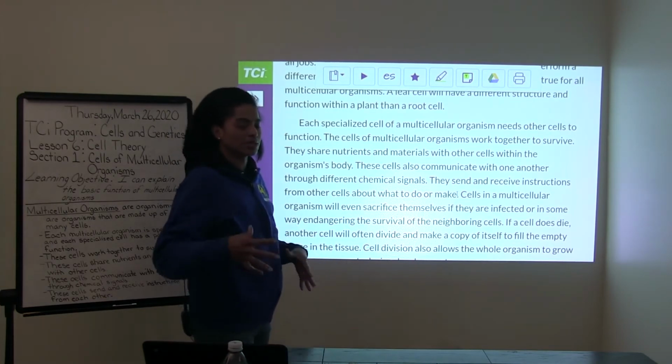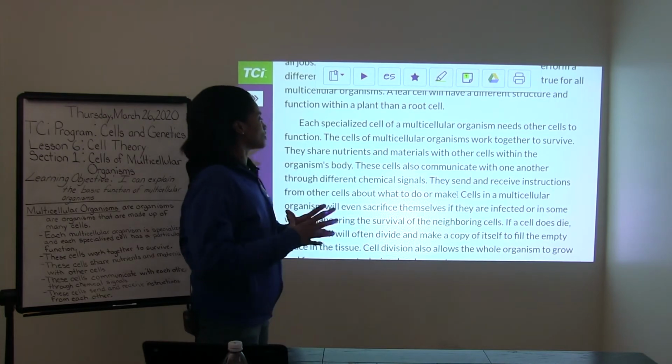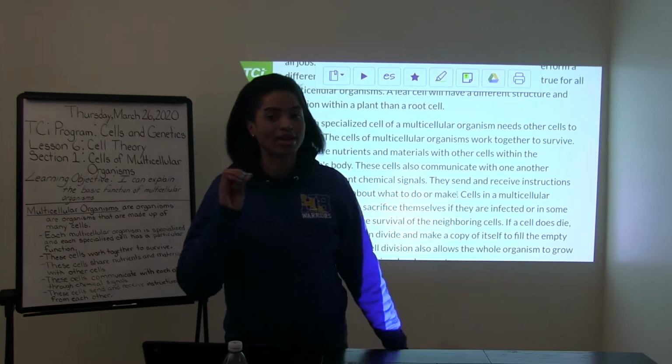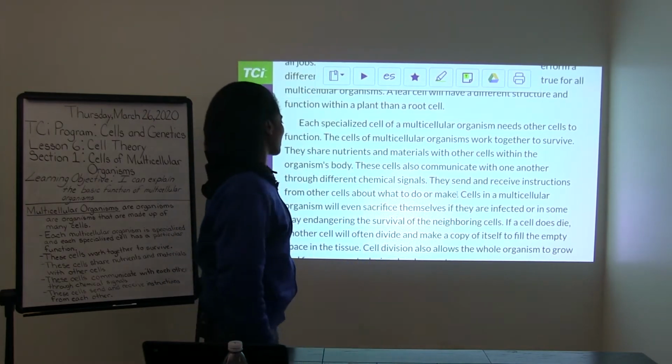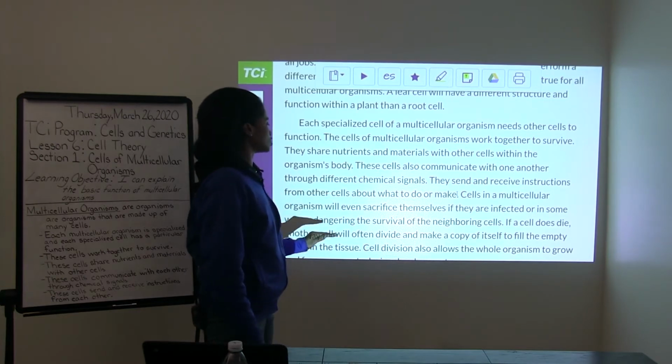Very cooperative. They're working together, right? These cells also communicate with one another through different, we talked about chemical signals, all right? They send and receive instructions from other cells about what to do or make.